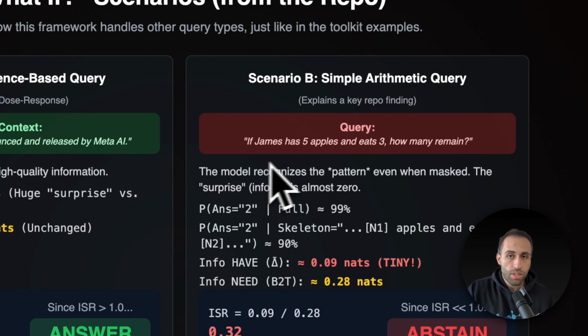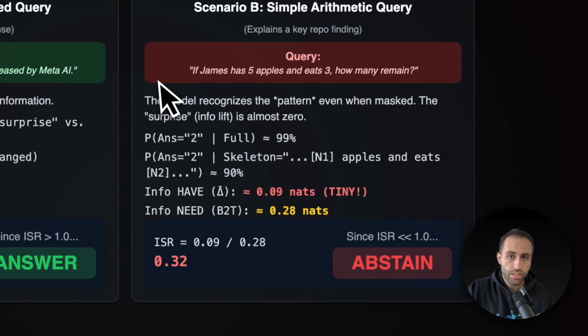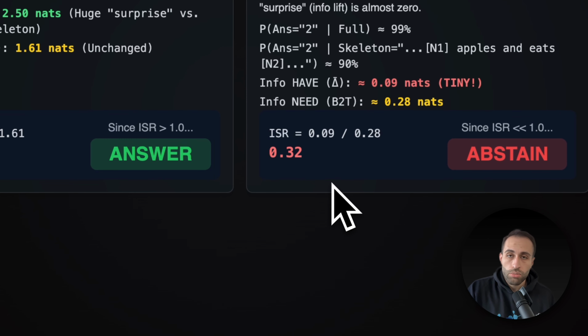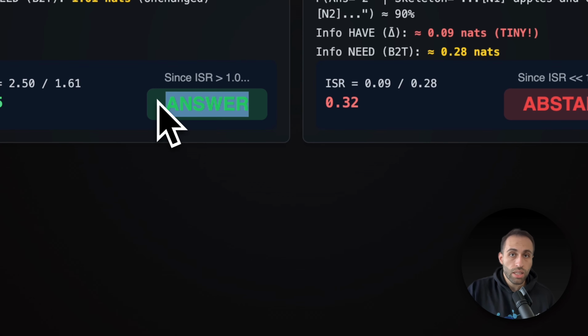But if we do the same thing by adding totally irrelevant context like this one, "James has 5 apples," which is not even relevant to the question about Meta and Llama, then it's going to be even worse, and the ISR is still going to be low. So we're going to block having any answer unless you generate relevant context and give it to the prompt.